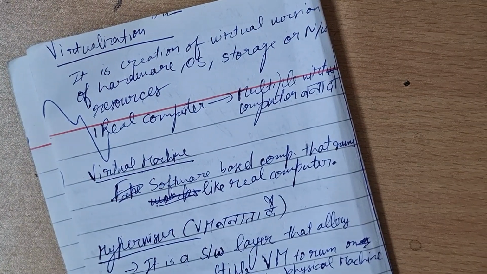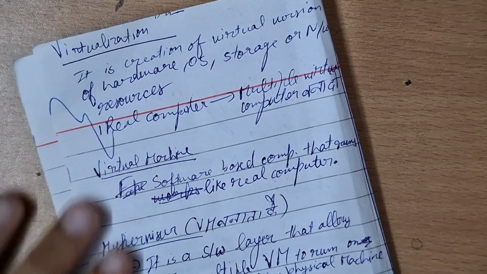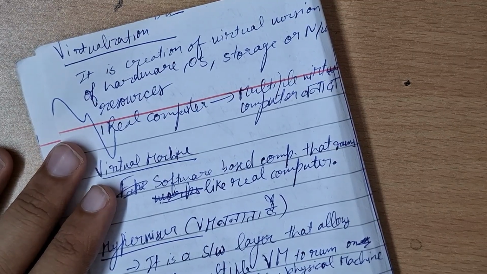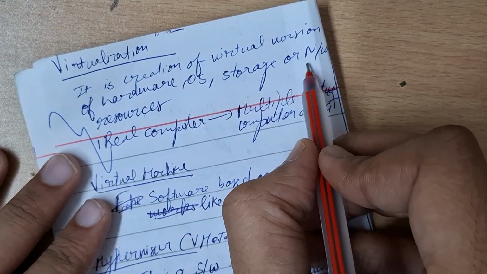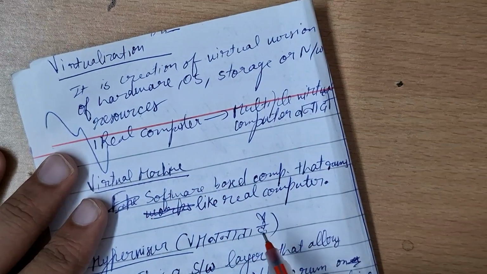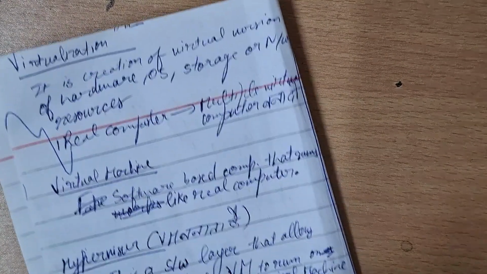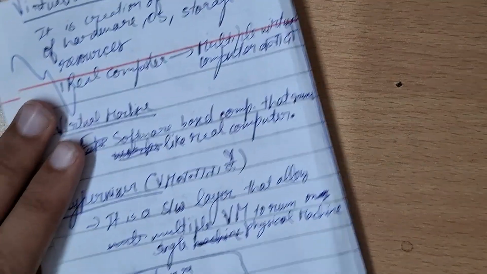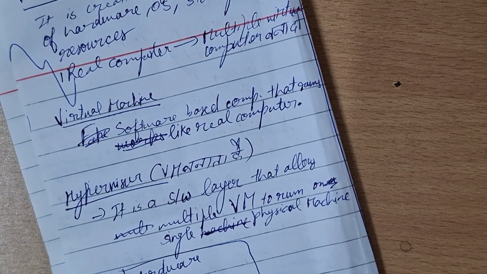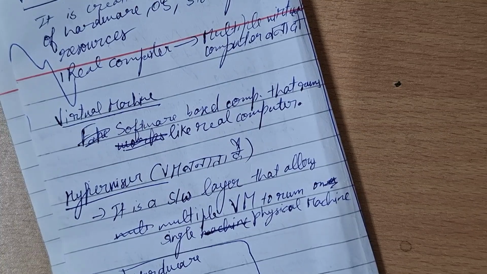As most of you have used virtualized computers, like Windows on VirtualBox, today we will see what virtualization is. It is the creation of a virtual version of hardware, operating system, storage or network resources. A single real computer can have multiple virtual computers. A virtual machine is a software-based computer that runs like a real computer. You have used multiple virtualized environments in VirtualBox, where we create multiple operating systems and work on them in a single computer.